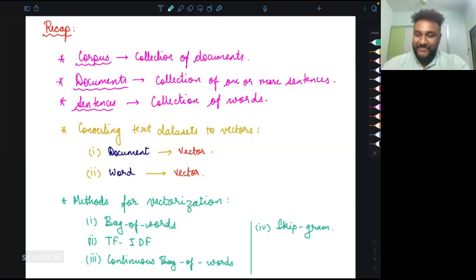Okay, TF-IDF, perfect. 1 and 2. So I got 1 and 2 for document to vector. And for word to vector, what is it?